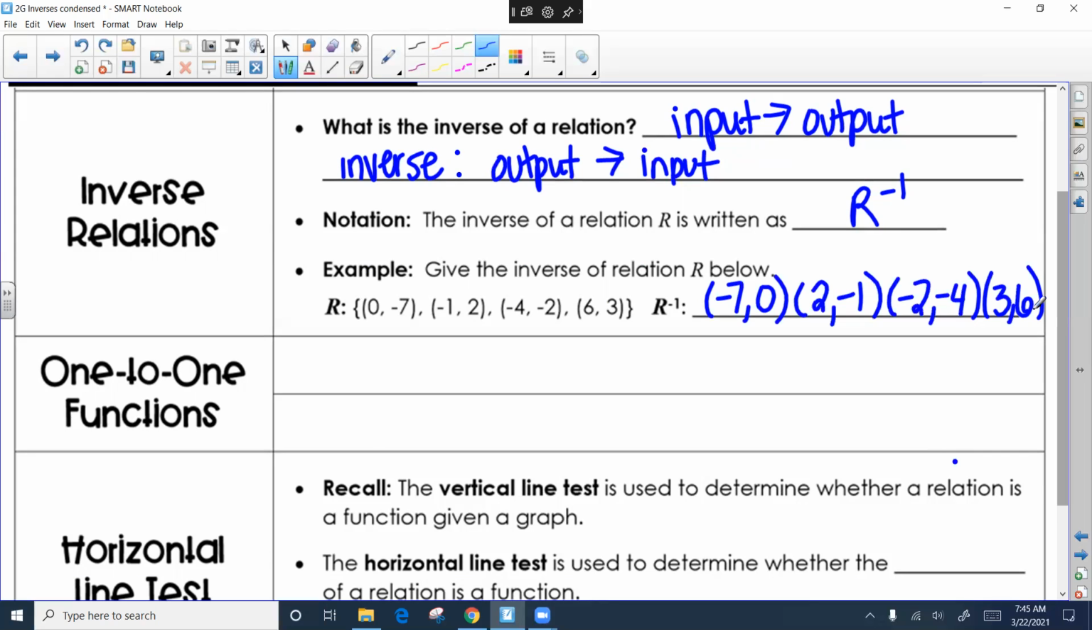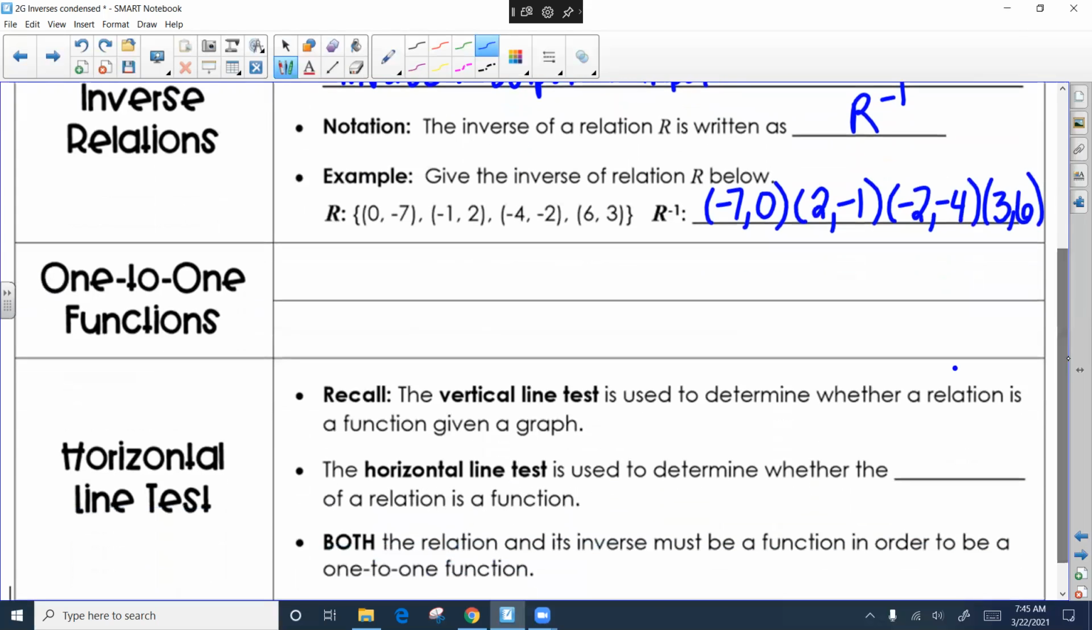Now specifically talking about functions. So the definition of function, we talked about it a lot in the fall semester. On a function, each input has one output. On a one-to-one function specifically, each input has a unique output.